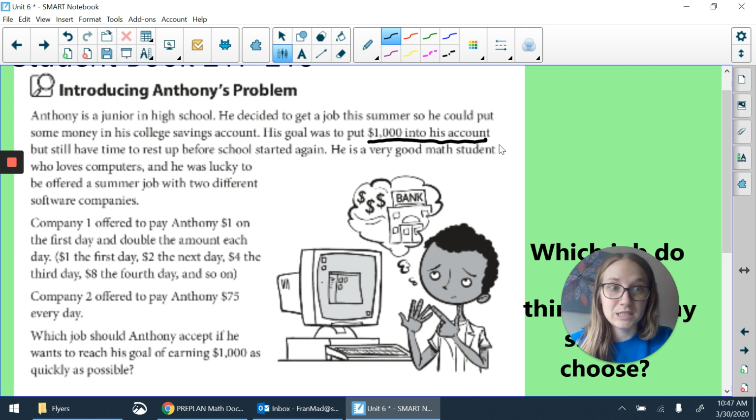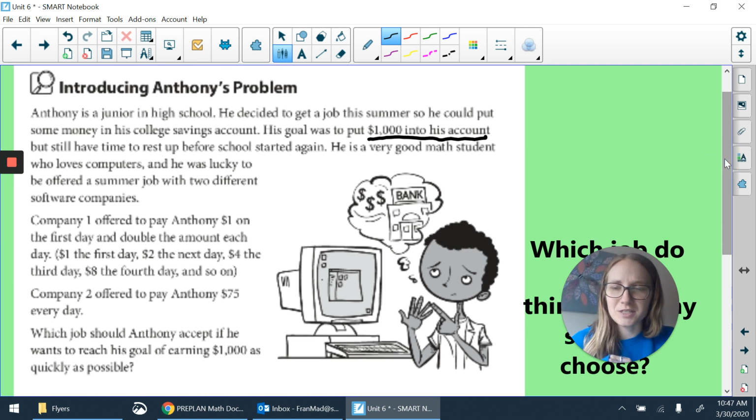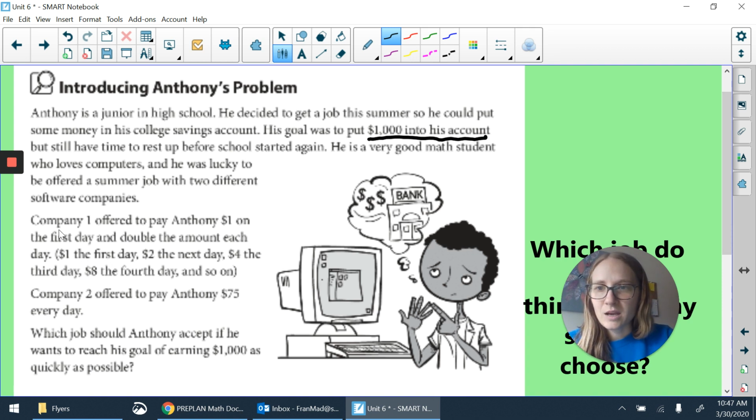Okay, so he's a very good math student who loves computers, and he was lucky to be offered a summer job with 2 different software companies. And Anthony must have been working really hard to get those 2 offers from 2 different companies that he's interested in. So let's keep going here. Company 1 offered to pay Anthony $1 on the first day and then double the amount each day. So on the first day, he gets $1, and then that $1 doubles and he has $2 on the next day. Then that $2 doubles, 2 times 2, and he has $4 on the third day. And then on the 4th day, that $4 doubles, so he would make $8. And that continues on every day.